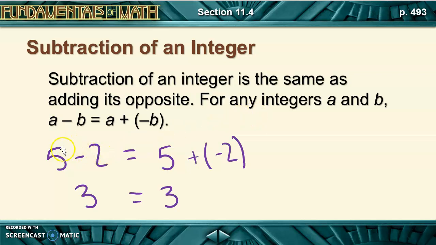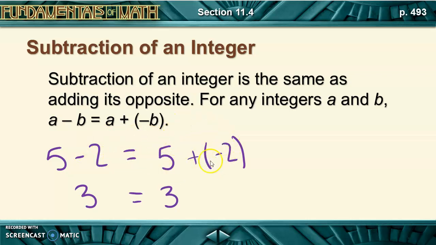For example, 5 minus 2, that is the same thing as 3. I think we all agree with that. You guys can get a calculator out and check that if you wanted to. 5 minus 2 equals 3. But this whole statement is saying that 5 minus 2 is the same thing as 5 plus negative 2.